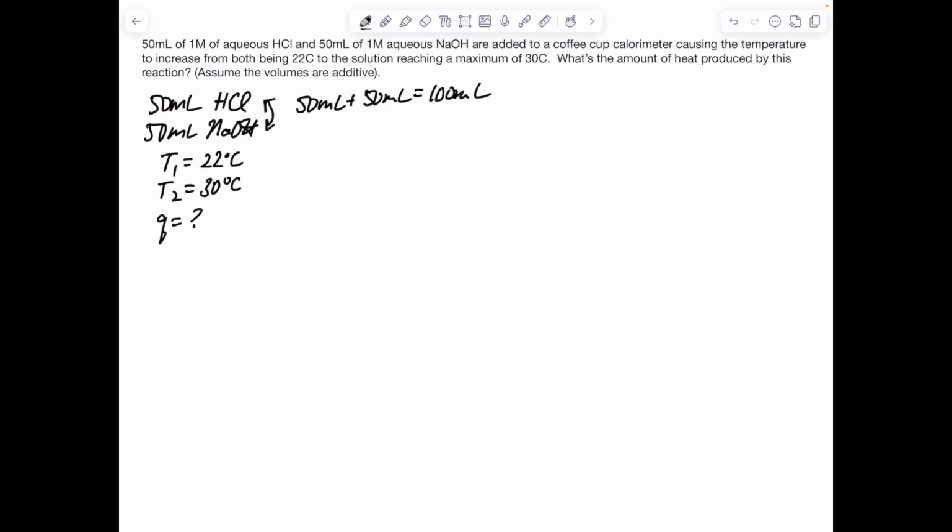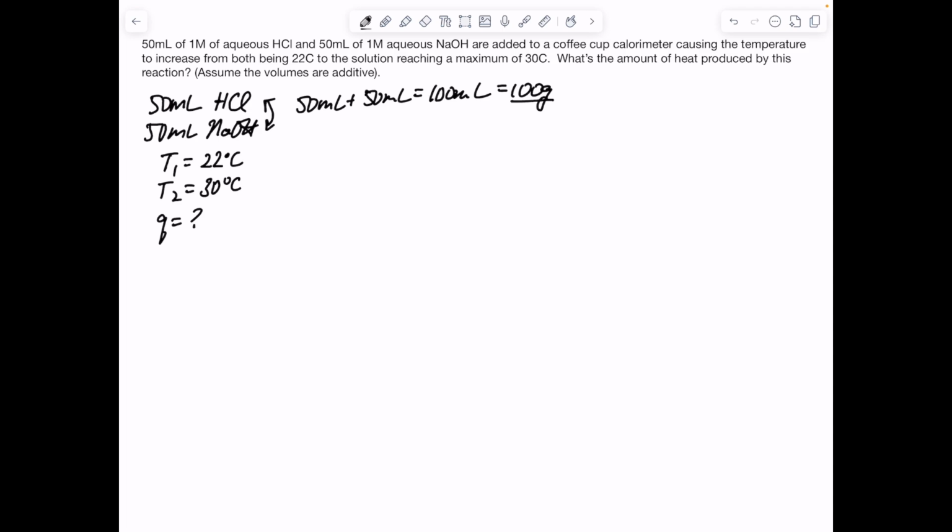Now, we mentioned using Q equals mcΔT. So this 100 mils is equivalent to 100 grams because we need a mass in this case. So now we have a mass, we have T1 and T2, we're looking for Q, and we also don't have C, but I'll break that down in a second, how we can sort out what the C, the specific heat capacity, is in this case.